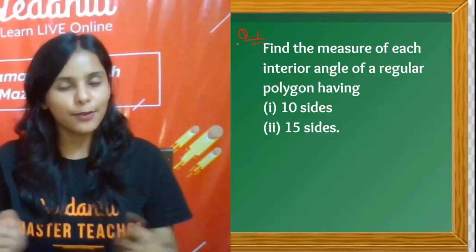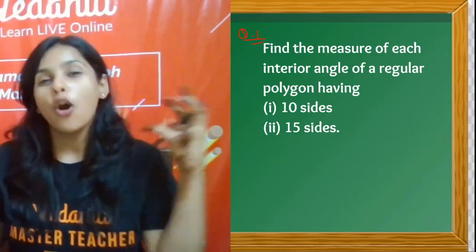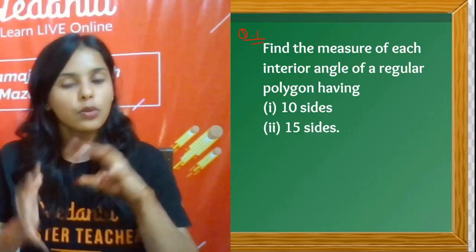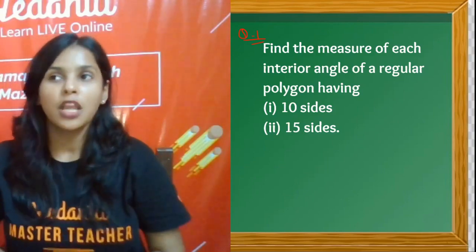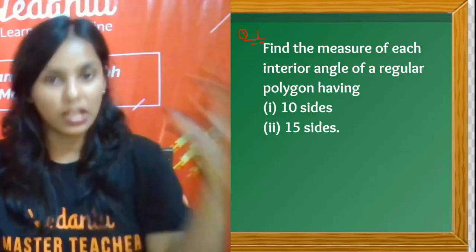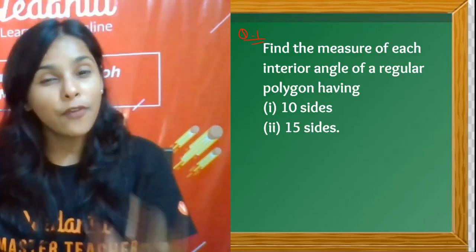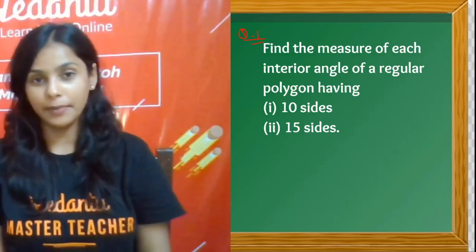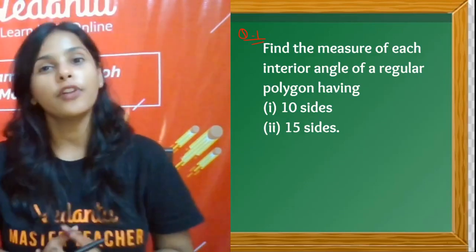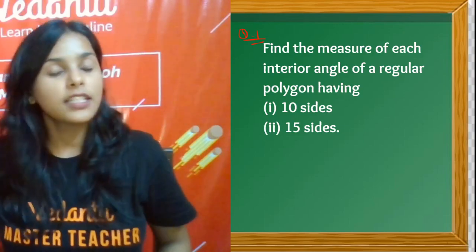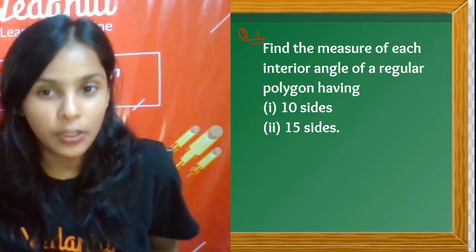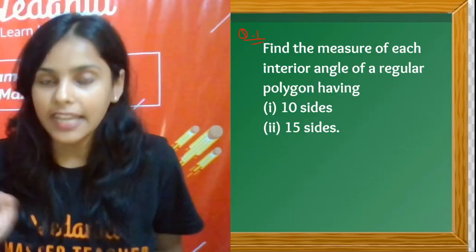So today I want to tell you that we are going to focus on doing the questions with the help of formulas. We are all done with the concepts, and how to do a question with the help of concepts. Now we are going to focus on the formulas of the chapters. So today we are going to do the questions effectively with the help of formulas. Let's start question number 1. Find the measure of each interior angle of a regular polygon having 10 sides and 15 sides.